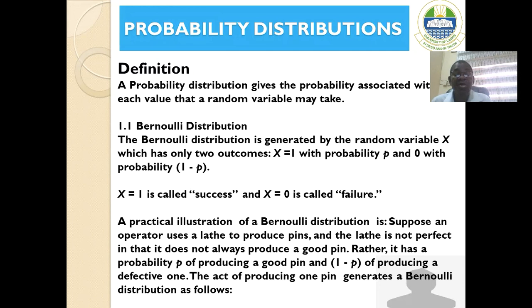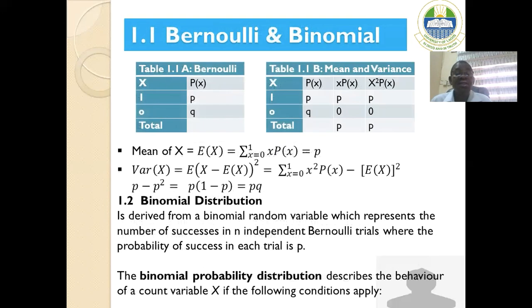A practical illustration of a Bernoulli distribution: let's take the example of a producer of pins using a lathe. The lathe machine is not perfect, so the pins produced can be either good or bad. Now, if it has probability p of producing a good pin, that means the production of a single pin generates a Bernoulli distribution because the pin can be either good or bad.